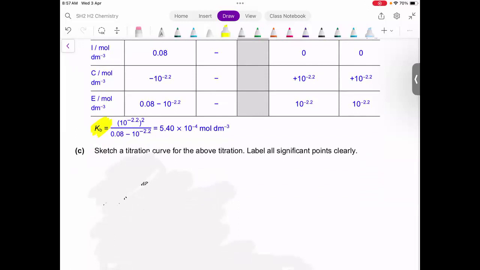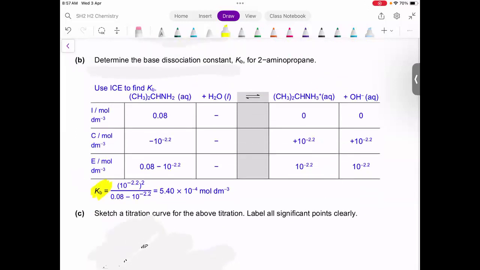ICE table. Oh, it's not a reaction. It's just weak-base dissociation. We are asked to calculate Kb of the amine. On its own, it undergoes partial dissociation. There's no reaction here. Whenever you're asked to calculate Ka or Kb, there's no reaction.